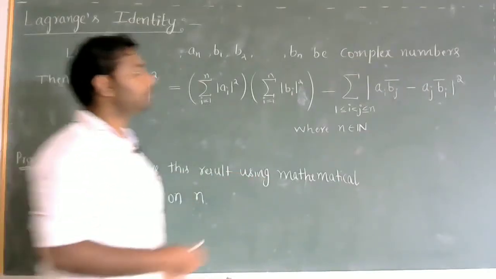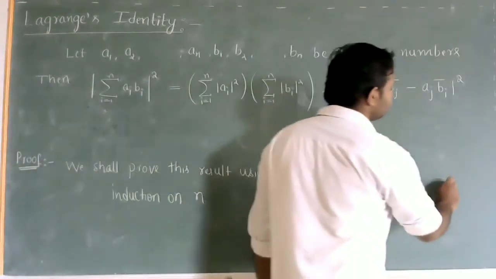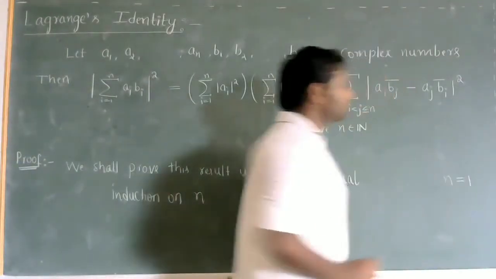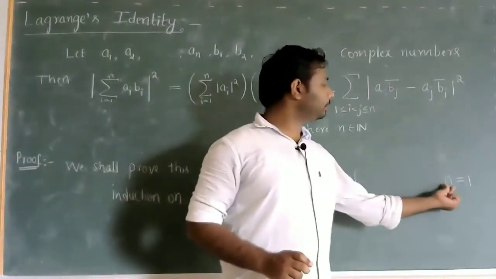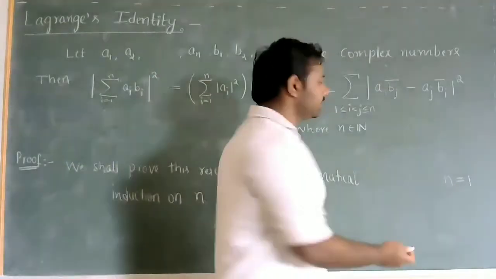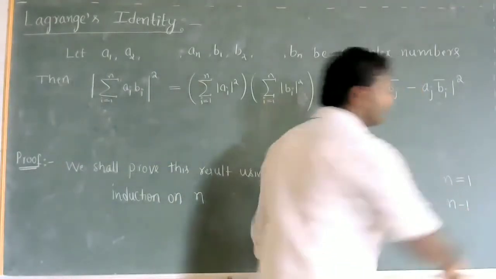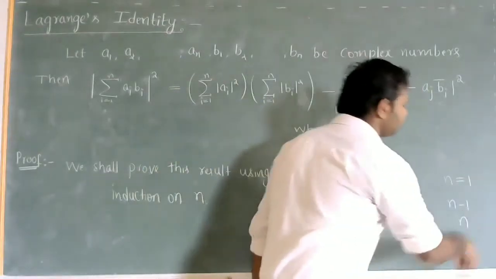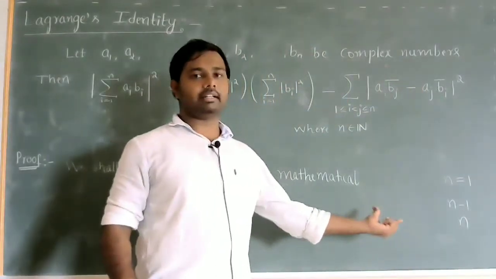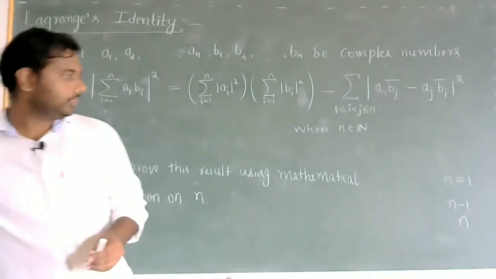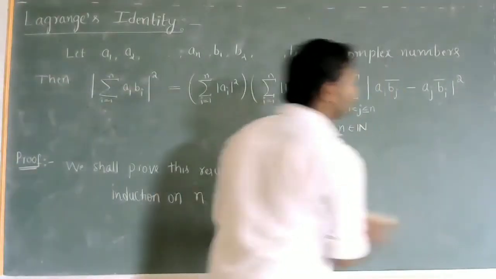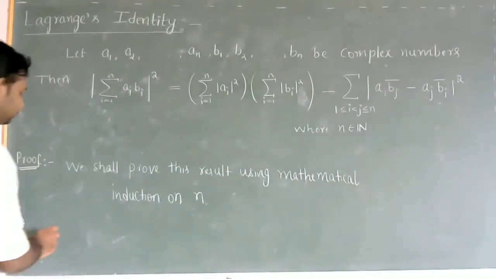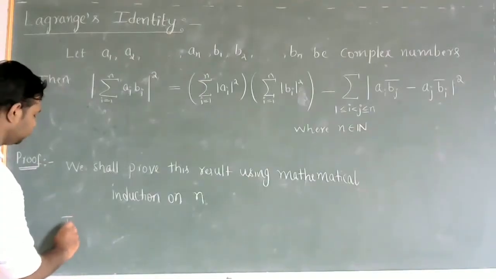You know mathematical induction starts from n is equal to 1. So the process is first you have to prove the result for n is equal to 1, then you assume it for n minus 1 and prove it for n. So first, for n is equal to 1.